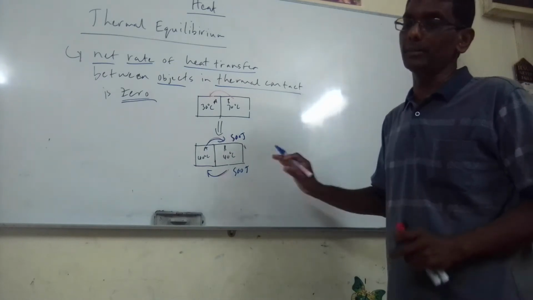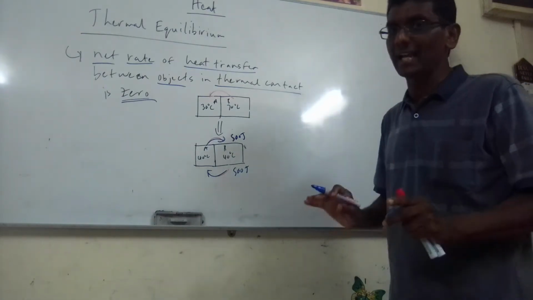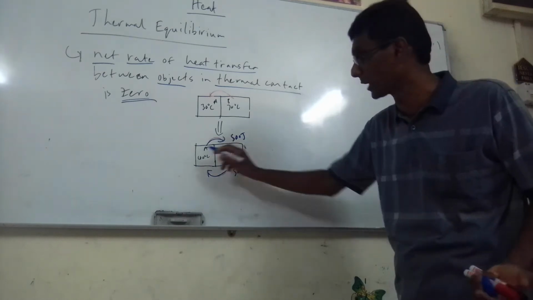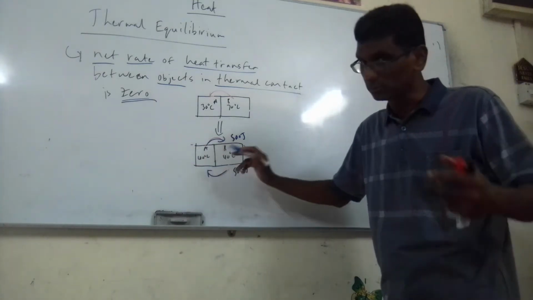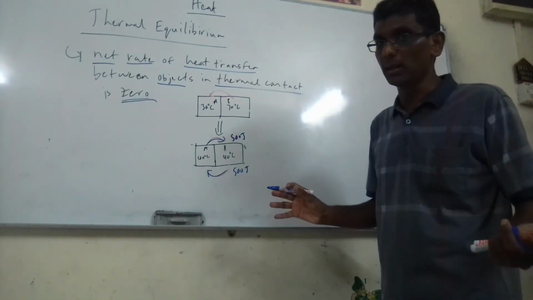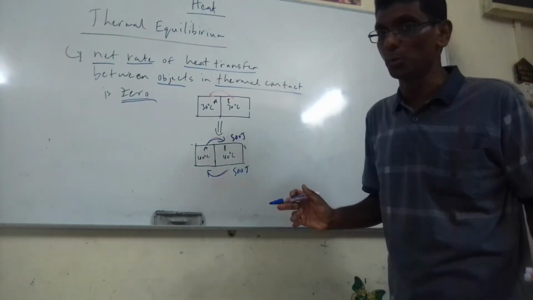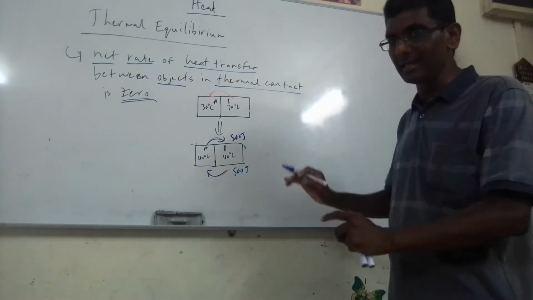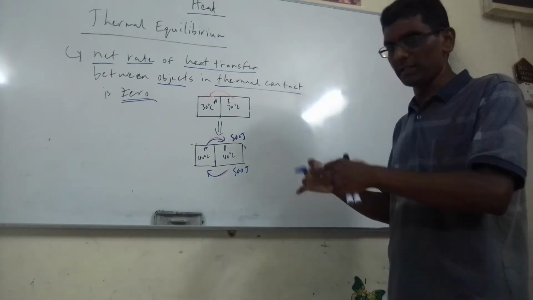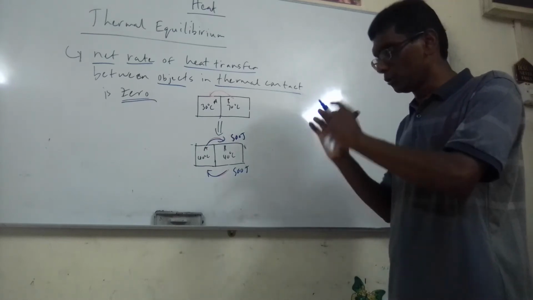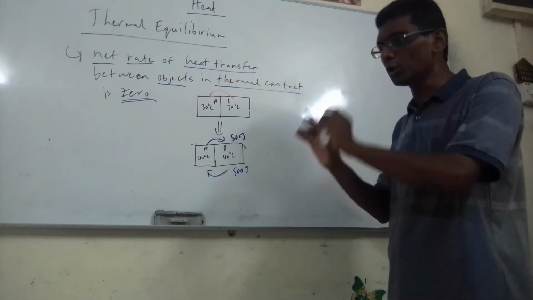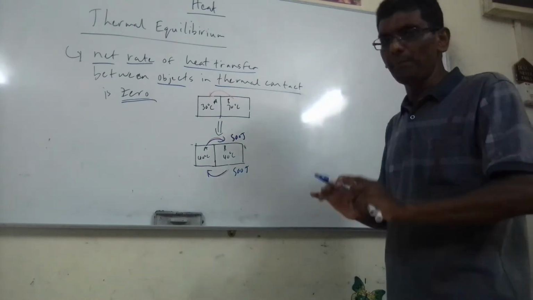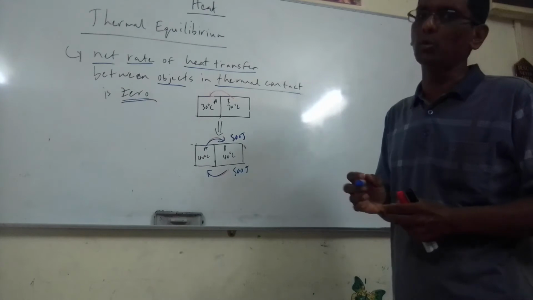In thermal equilibrium, both objects will have the same temperature. It can be three objects also, not necessarily two objects. But thermal equilibrium means the temperature of the objects will be equal.